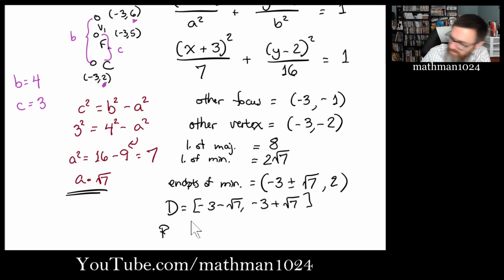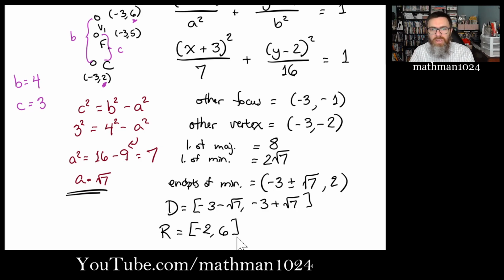And then my range is going to be going from a low value of negative 2 up to a high value of 6. So from negative 2 to 6. Which you'll see how all that kind of works out, because that's along the major axis. The length of the major axis is 8 units, and from negative 2 to 6 is 8 units.